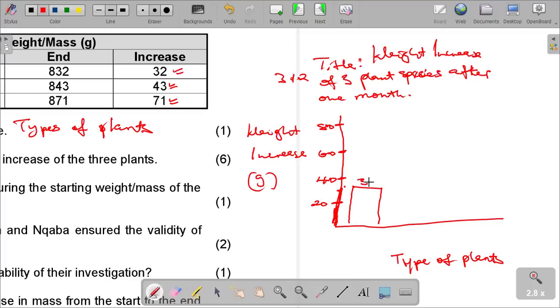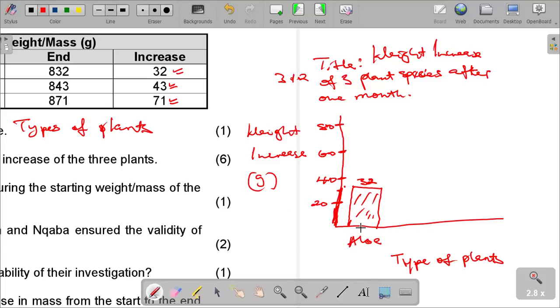Don't forget that you should put the figures on top of the bars, please. The figures on top of the bars are quite important because they help you get all your marks, because your examiner or marker can see that this is correct. This is aloe, which is 32.